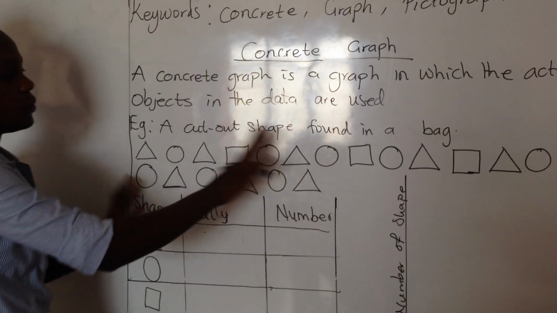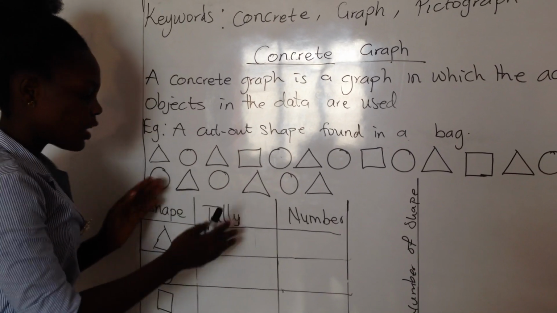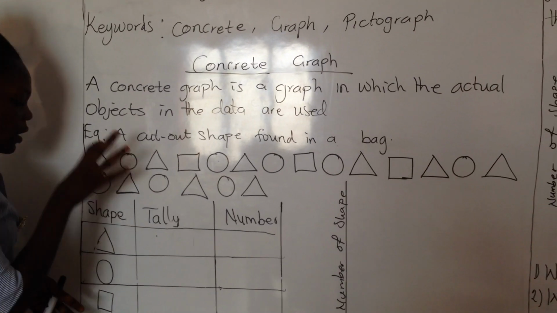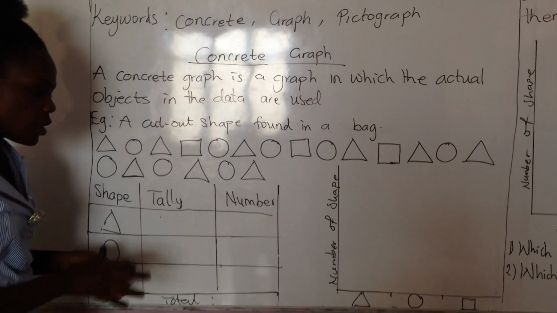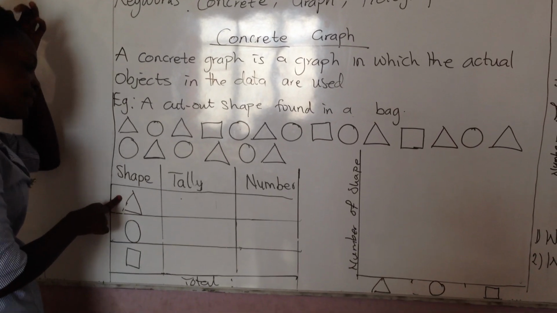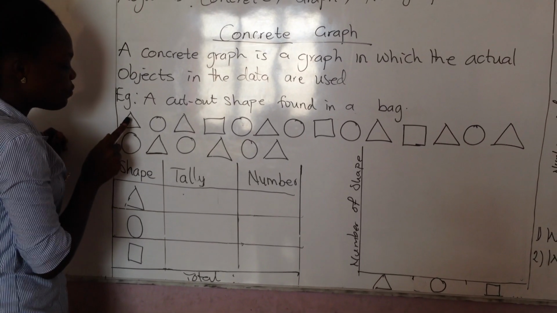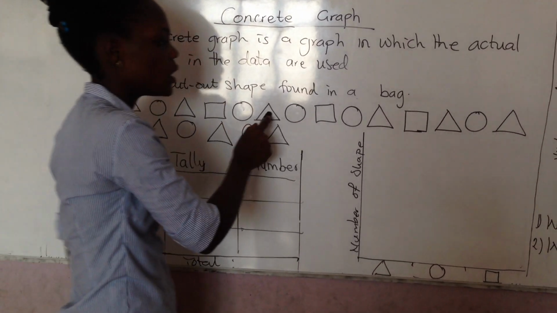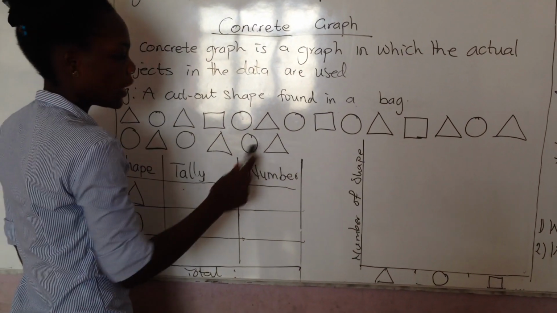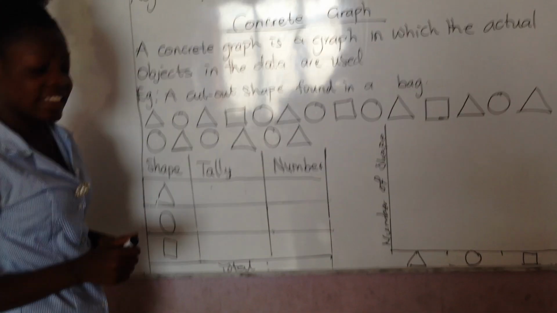So we have the cutout shapes here. We are going to sort them out and put them in this tally chart. Last week we talked about the tally chart. So we are going to count and sort out the shapes and put them in the chart. The first shape here is triangles. We count out the triangles and then we tally it. 1, 2, 3, 4, 5, 6, 7, 8, 9. We have 9 triangles. So we are going to put it in the tally chart.